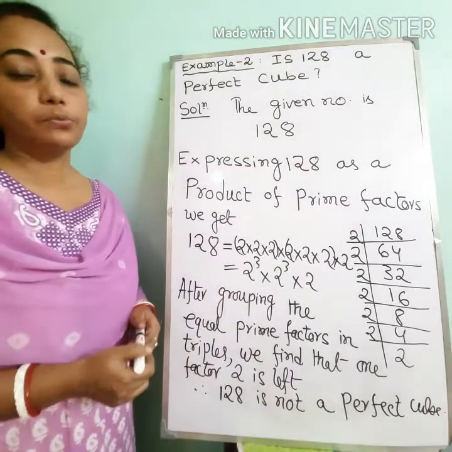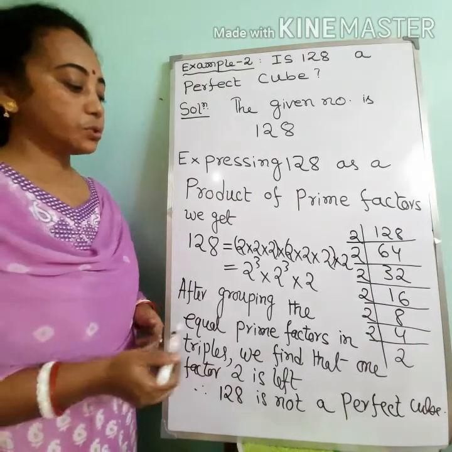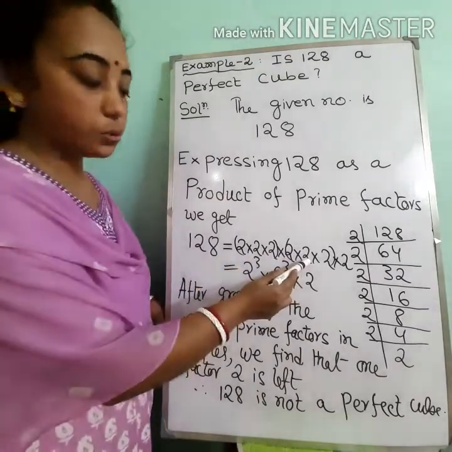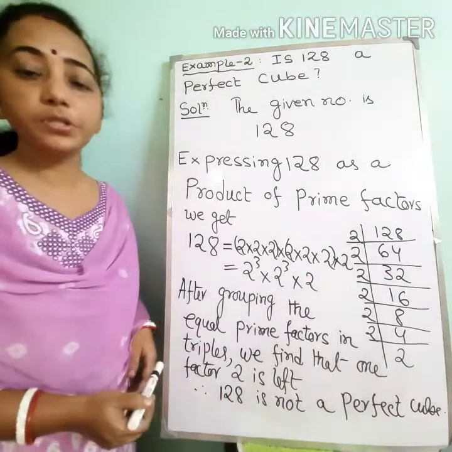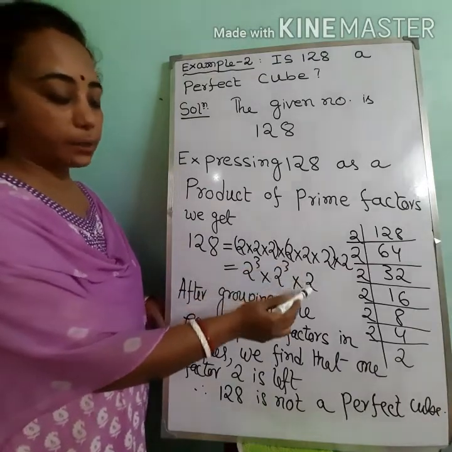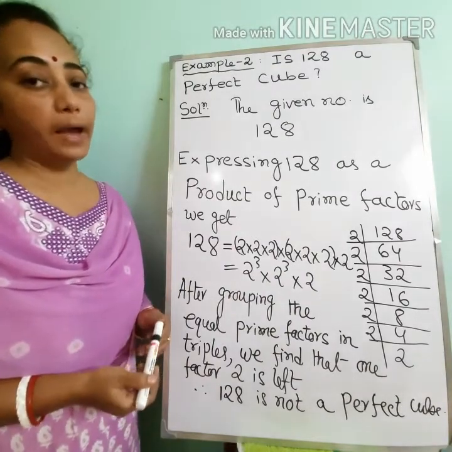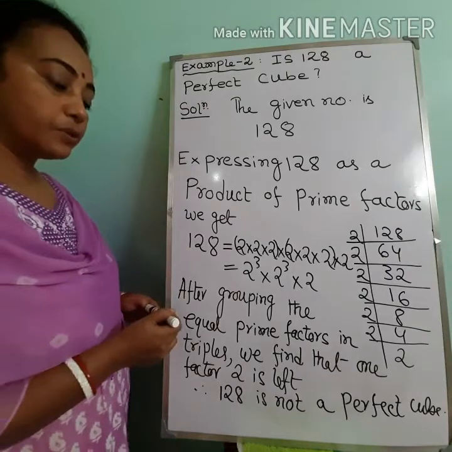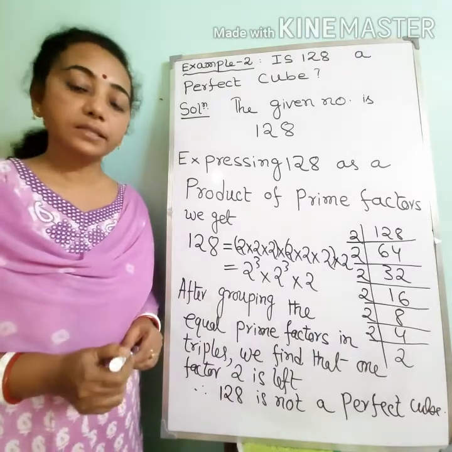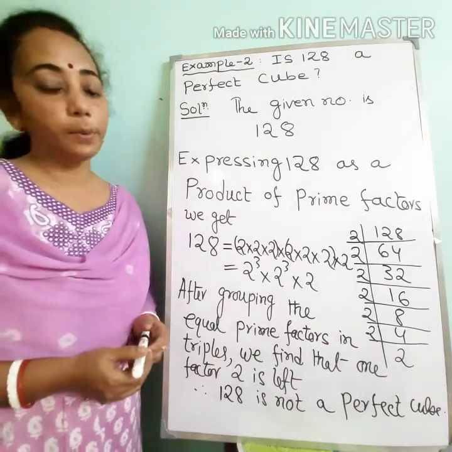Now after that we make groups of the equal prime factors in triples. So how many groups are we getting? Here in the first group 3 2s are there. In the second group 3 2s are there. And at last one 2 is left, which is not in a group. So this can also be written as 2 cube multiplied by 2 cube multiplied by 2. So after grouping the equal prime factors in triples, we see that one prime factor 2 is left ungrouped. So we can say that 128 is not a perfect cube.